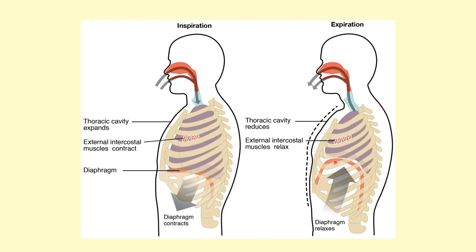So when it relaxes and it becomes more dome-shaped again, look at the volume of the thoracic cavity versus over here. It's much smaller, which means the pressure increased. Now the air is going to flow out. And look at the lungs. See how the lungs themselves decrease in size.